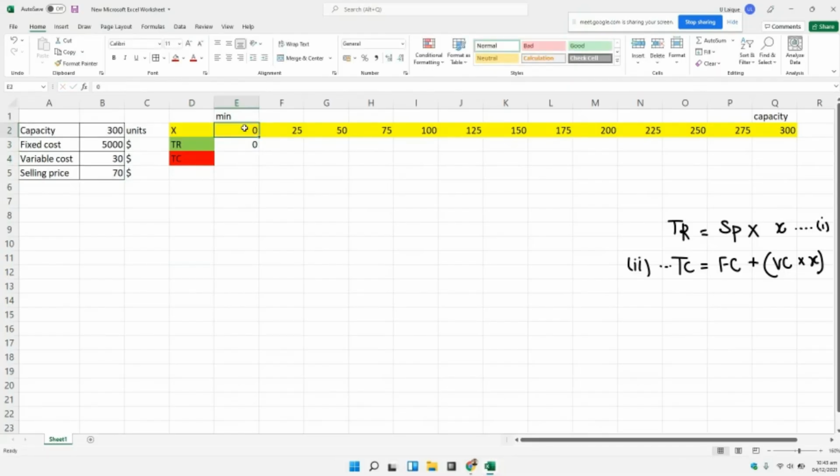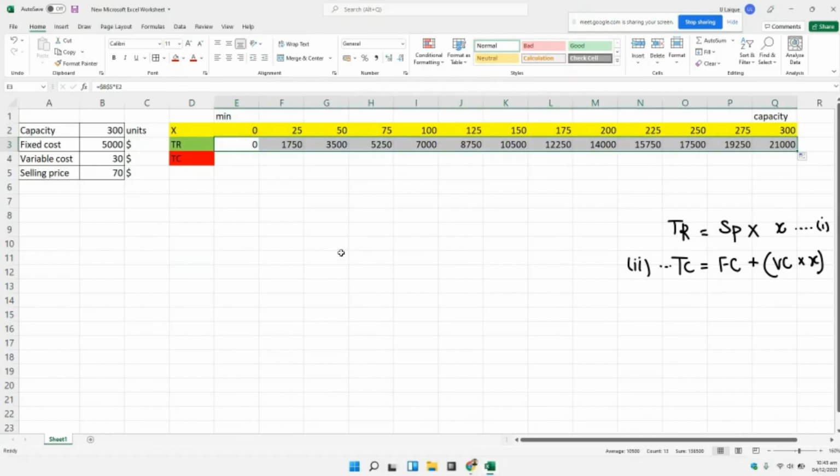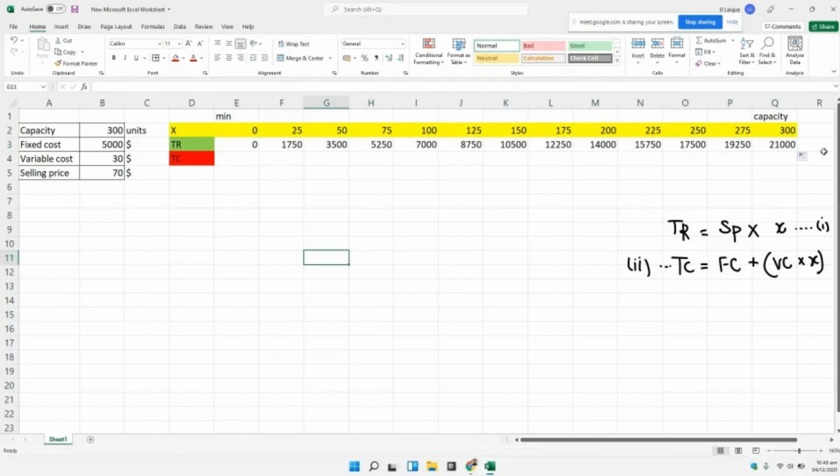So when I produce 0 units, I sell 0 units, so the total revenue is 0. Since we fixed the value of selling price, I can extend this cell like this, and this will basically calculate the value of total revenue for all the cells. So this means that when 0 units are produced and sold, the total revenue is 0, and when the maximum units in this particular case, which is equal to 300, are produced and sold, we get the total revenue of 21,000. Similarly, for the total cost, I'm going to repeat the same procedure for this equation right here.